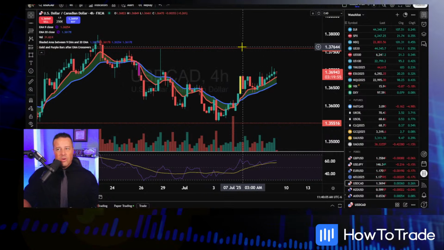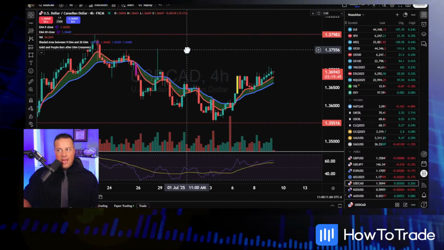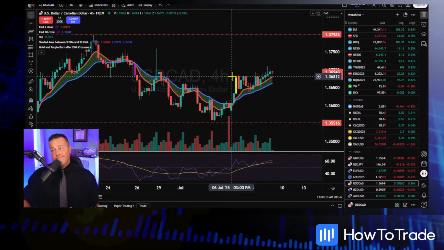That's roughly a 1-to-1, not quite. You can shoot for the top of this market structure or this liquidity sweep, which is right over here. You can certainly do that, and that could be your trade. Do you want to hold it or sell it? Personally, man, that's a tough one. That's a tough one for sure.